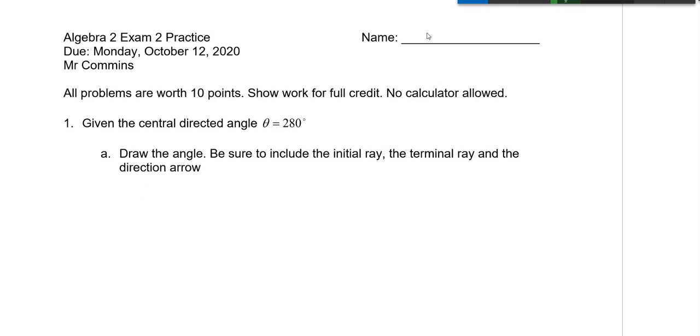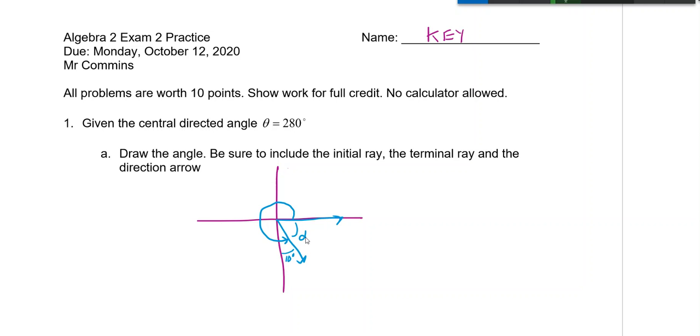Here are the solutions for the practice exam. The angle 280 degrees. Start with the initial ray. Positive direction: 90, 180, 270. About 10 more degrees gets us to 280. This little guy is 10 more degrees.